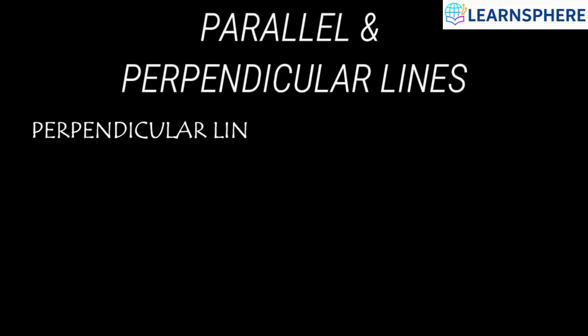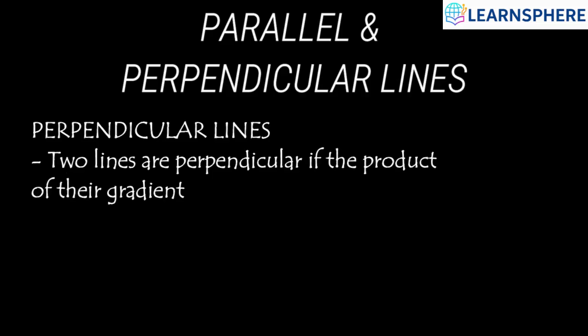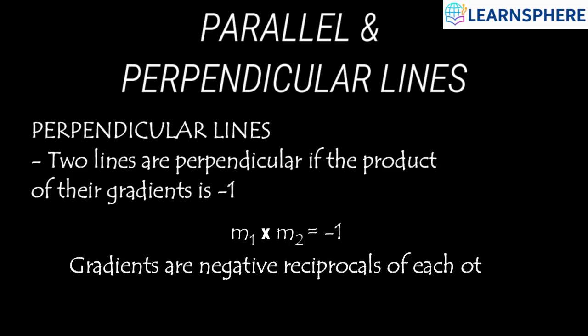For perpendicular lines, two lines are perpendicular if the product of their gradients is -1. That is, m1 times m2 = -1. This means that the gradients are negative reciprocals of each other. Let's go on to a few examples.